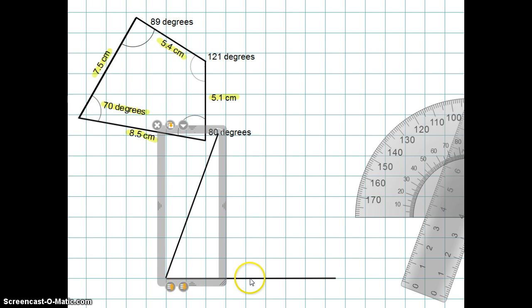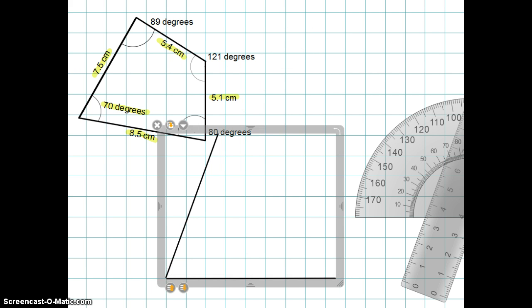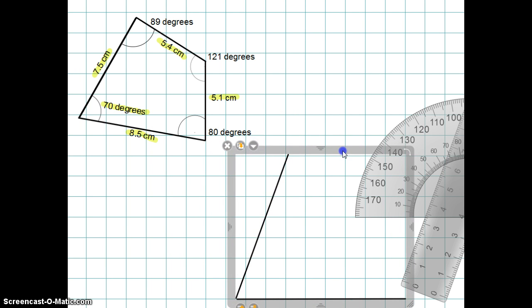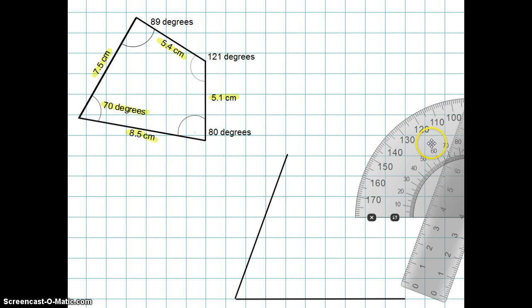And let me group that, and let me move it over here so it's a little bit easier to look at. Okay, so as I was saying, now I have a side that corresponds with this side, an angle that corresponds with that angle, and a side that corresponds with that side. So what do you guys think? I think my quadrilateral is going pretty good so far.